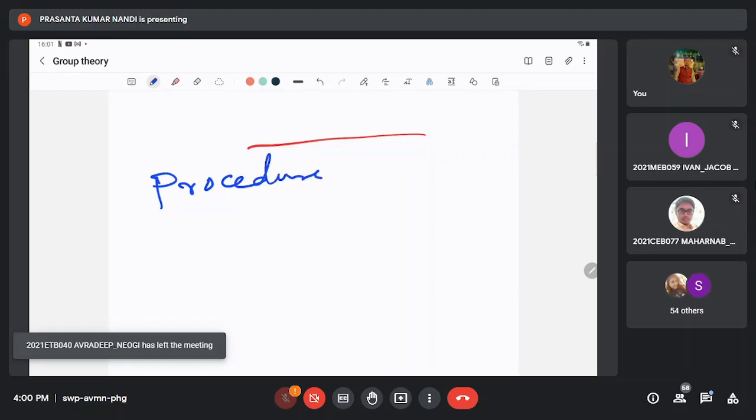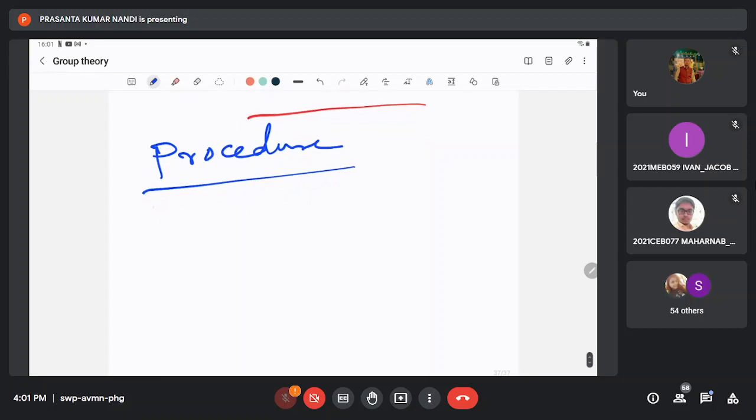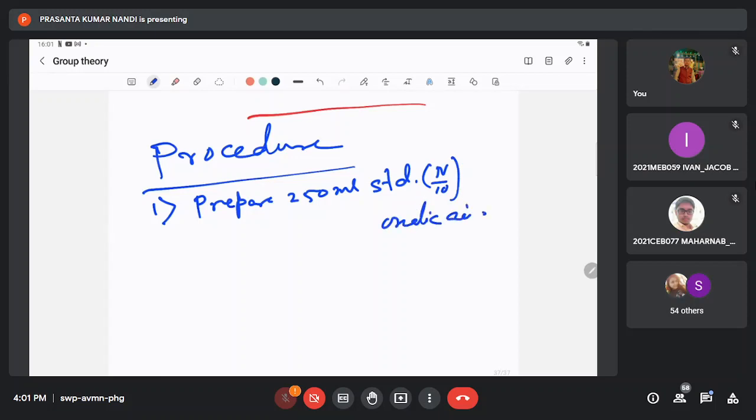Procedure. Number one: prepare 250 ml standard N by 10 oxalic acid. Okay, this is one.